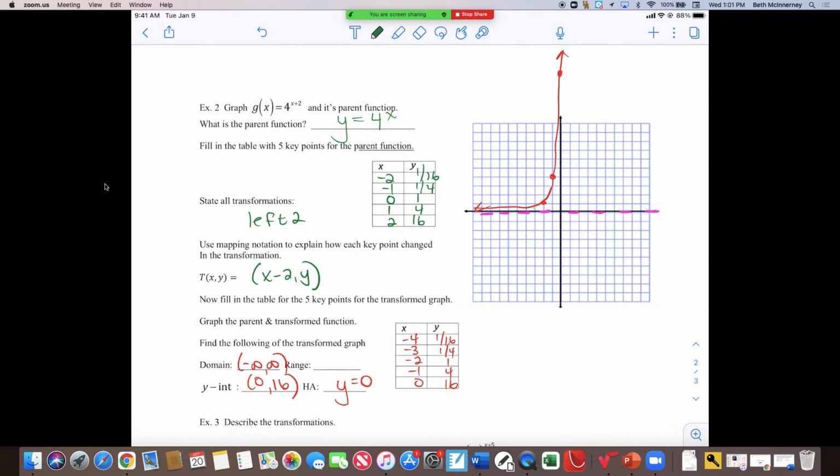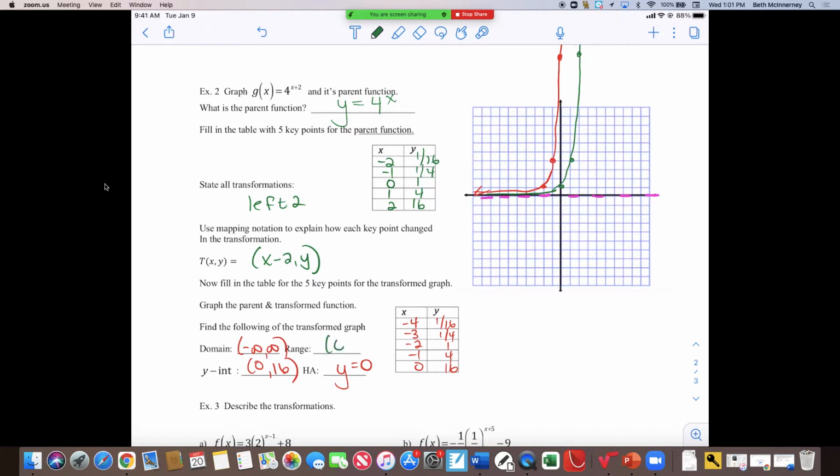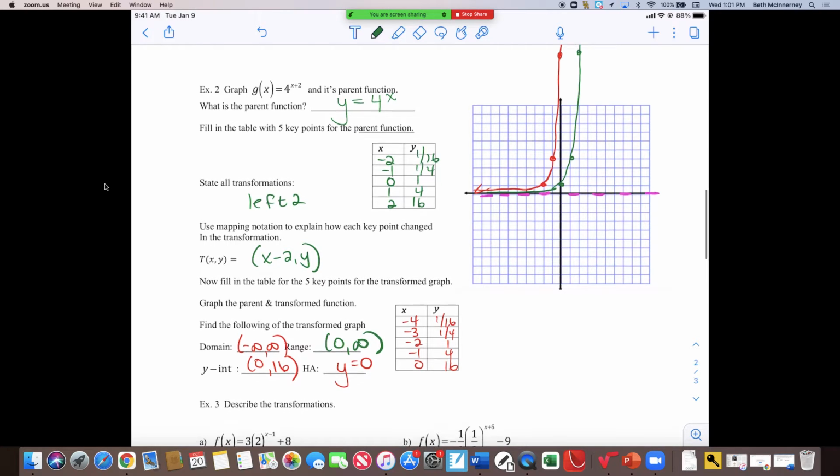The parent graph was 0, 1, 1, 4, 2, 16. Do you see? Oh, that's really cool. When you look at that one, can you see that it's literally right 2 units? Those are all just moved right 2 units. My range is 0 to infinity.